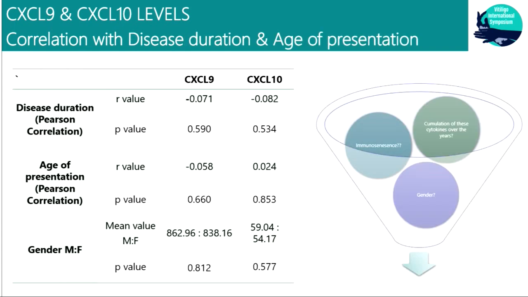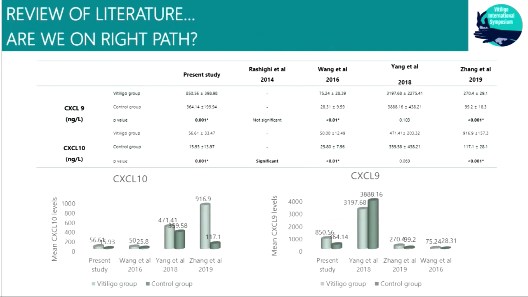To rule out any confounding factors with disease duration, age of presentation or gender, we found no significant correlation with any of these. So from the review of literature, the present study concluded that both CXCL9 and 10 were highly statistically significantly elevated in the vitiligo group than in the control group. The first study in the literature was conducted by Rashighi et al. in 2014, which found only CXCL10. However, two studies by Wang et al. in 2016 and Zhang et al. in 2019 had similar consistent results.